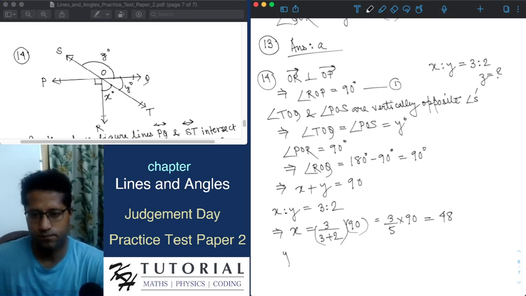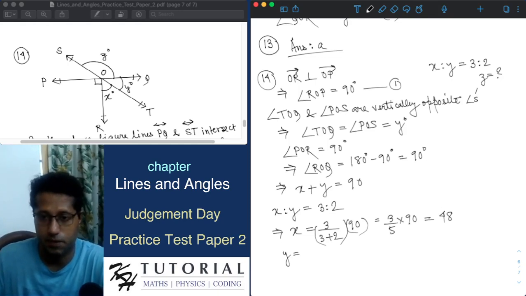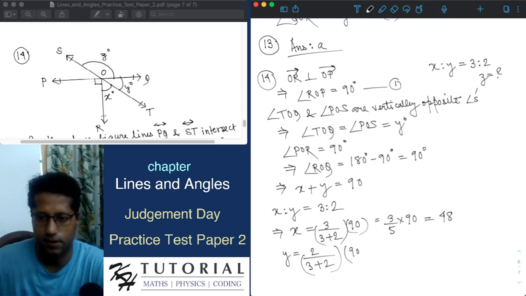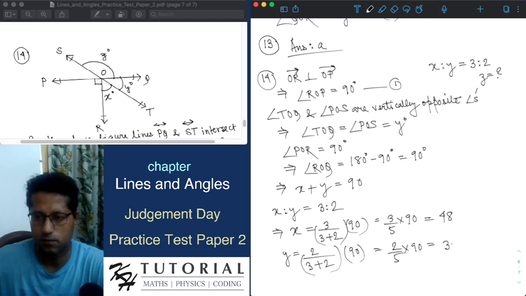And y will be the term corresponding to y in the ratio, that is 2, divided by the sum of the terms in the ratio, and the whole multiplied by the sum of the two quantities, that is x plus y, which is 90. This is 2 by 5 into 90, which is 36.